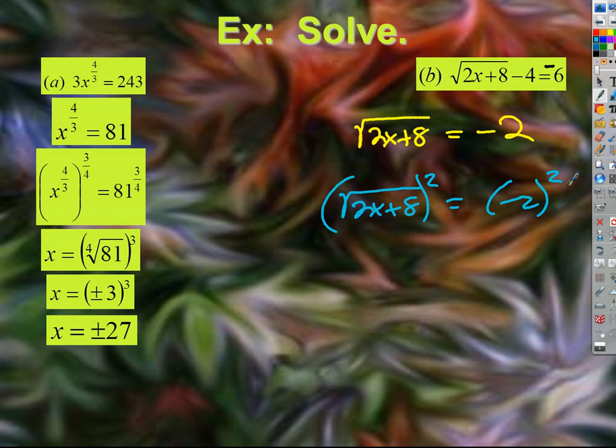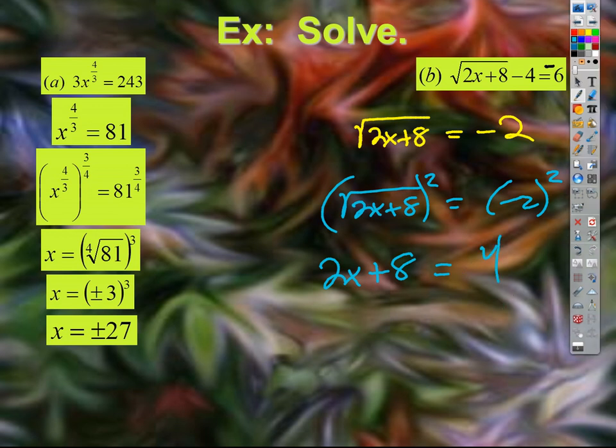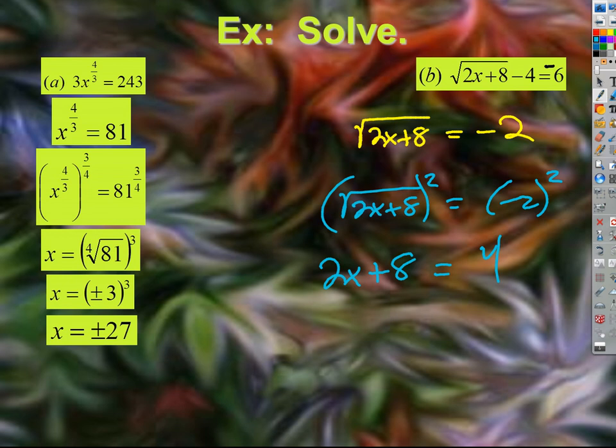Okay, so what do I get on the left side? 2x plus 8. What do I get on the right side? 4. Negative 2 squared is 4. From here on out, it's pretty simple, right? Now what do I do? Subtract 8. Divide by 2, right? So I get the answer x equals negative 2. Where do I go to check it? I got to go to the yellow zone, right? One of the two steps before I turn blue, right?